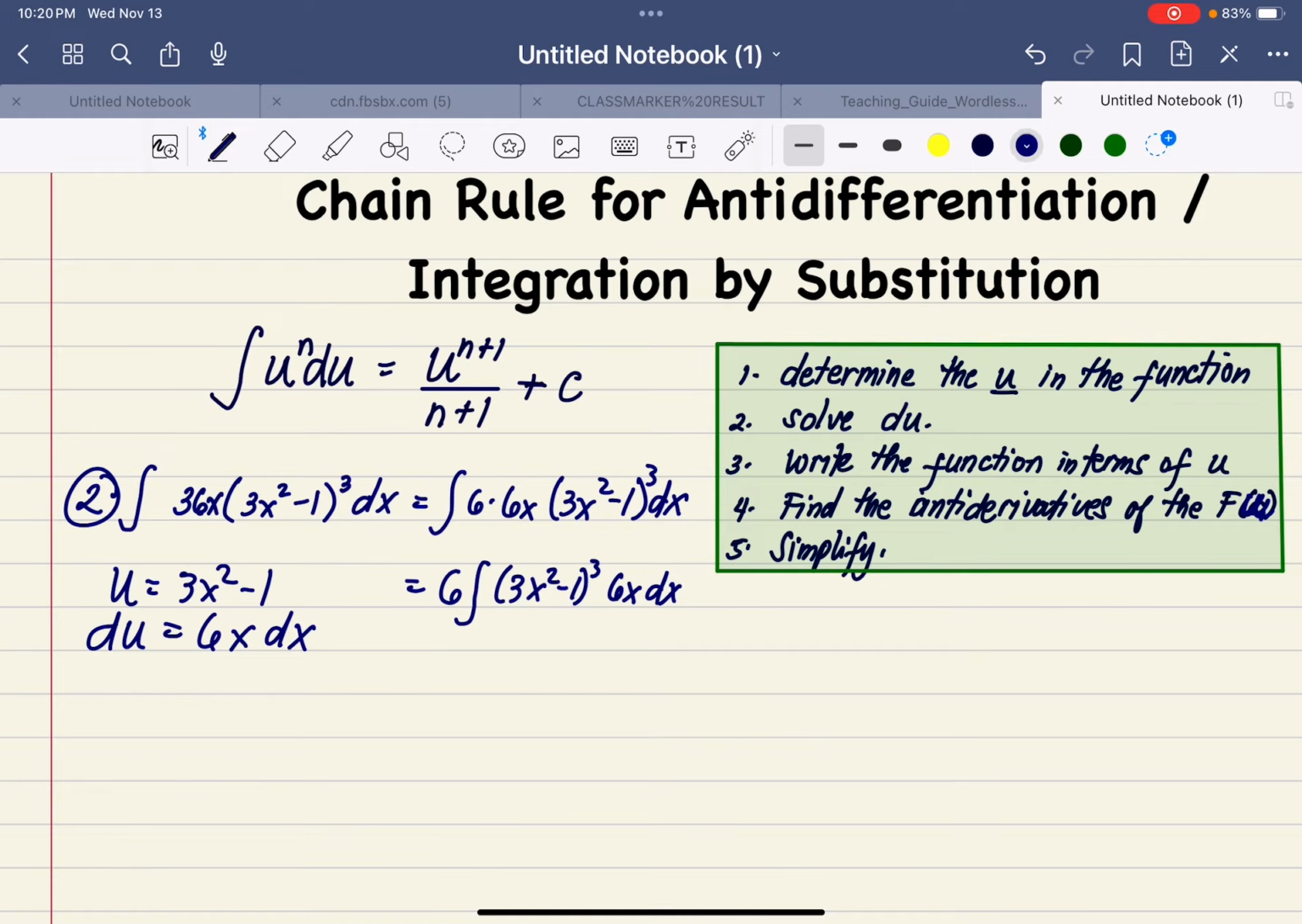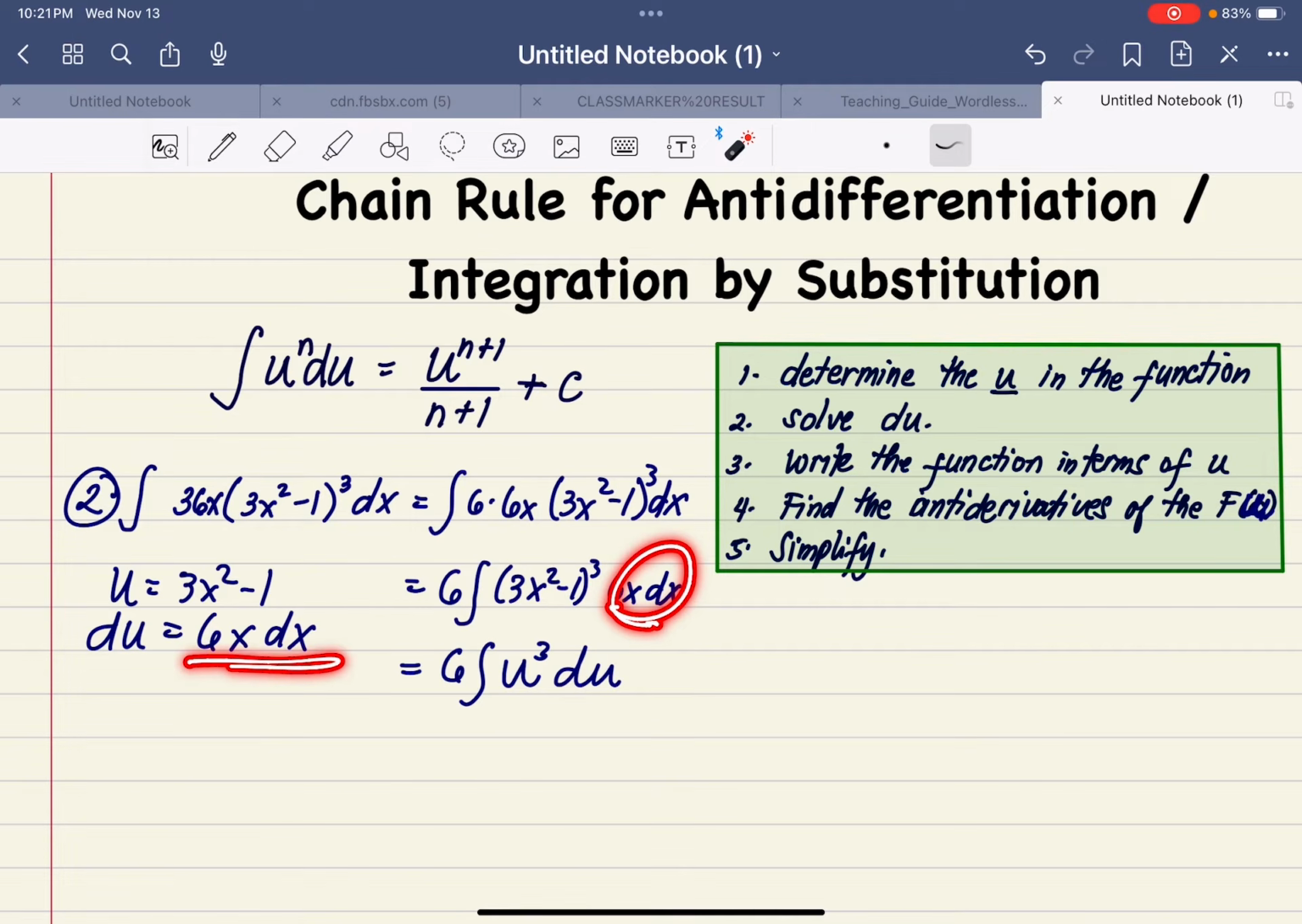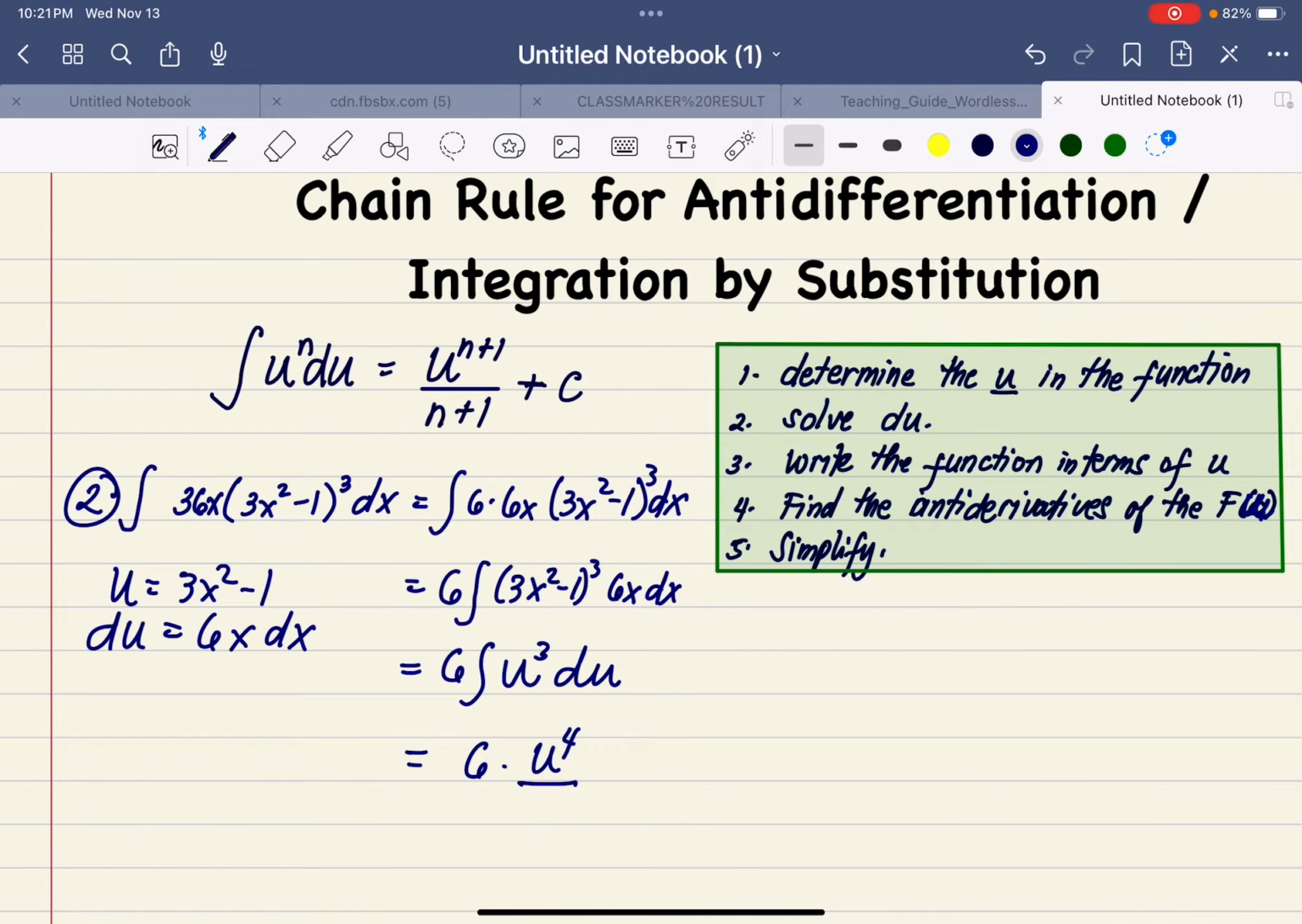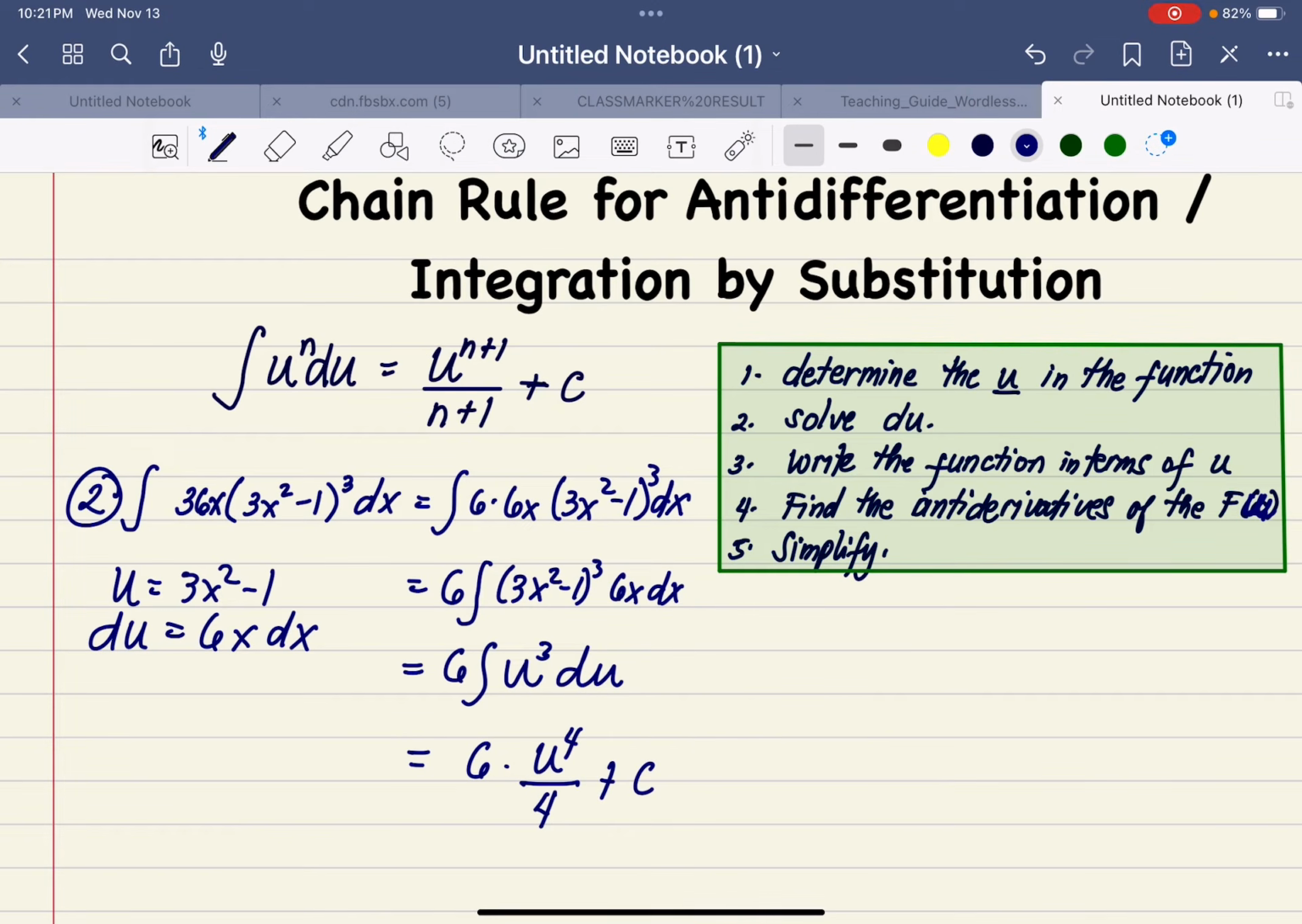Okay. And then we can now express this in terms of u. So we have 6 times the antiderivative of u raised to 3 du. So this is our u raised to 3, the 3x squared minus 1, and 6x dx is our du. That's why it becomes du. Then we can now apply this rule. So this will become 6 times u raised to 4 over 4, plus c.